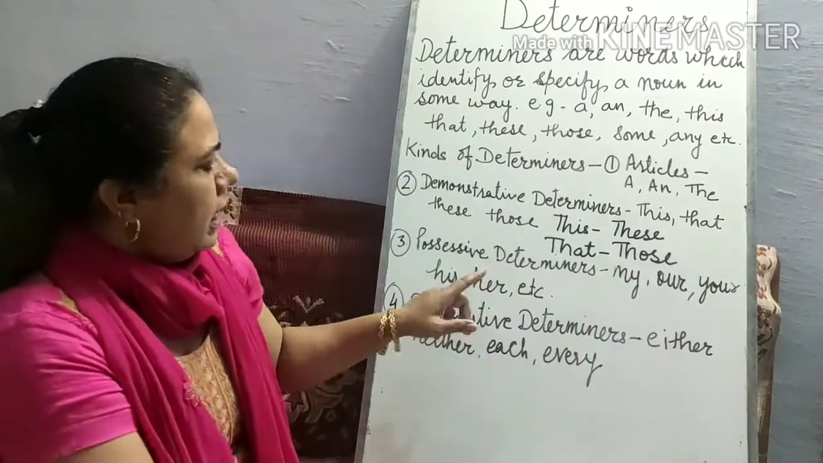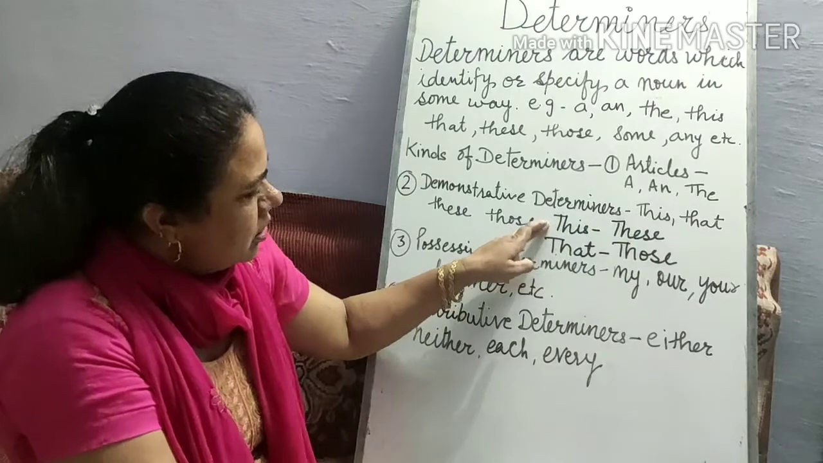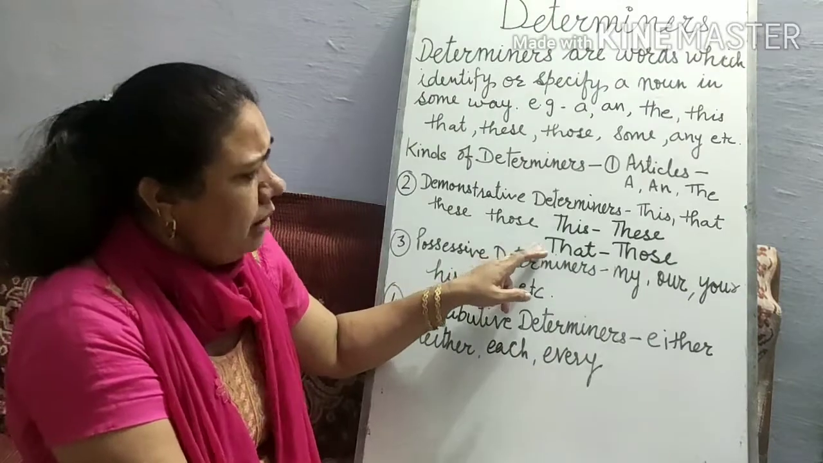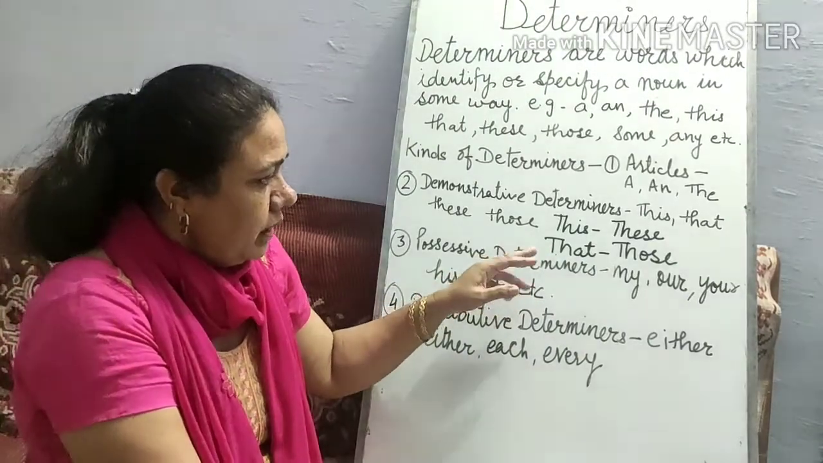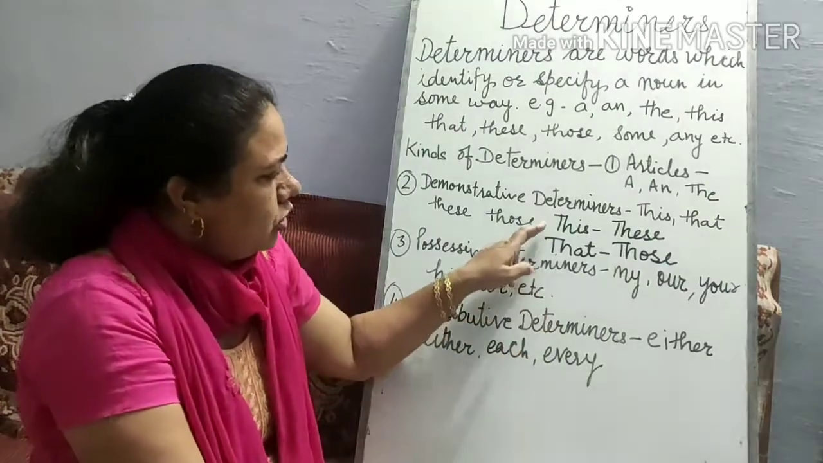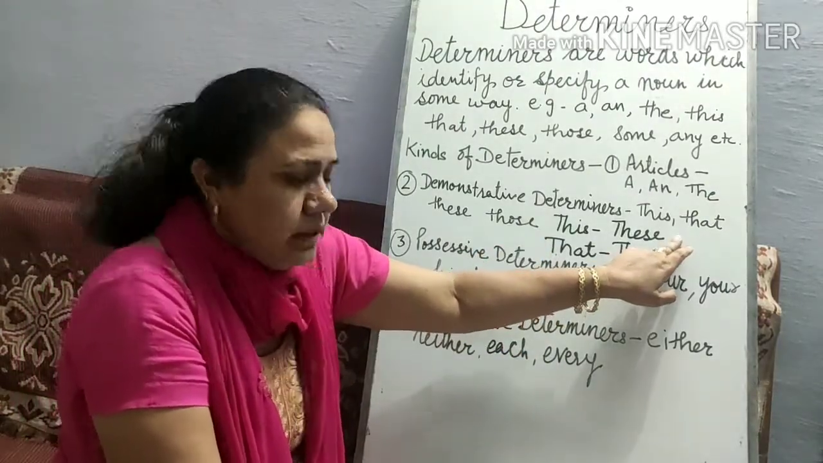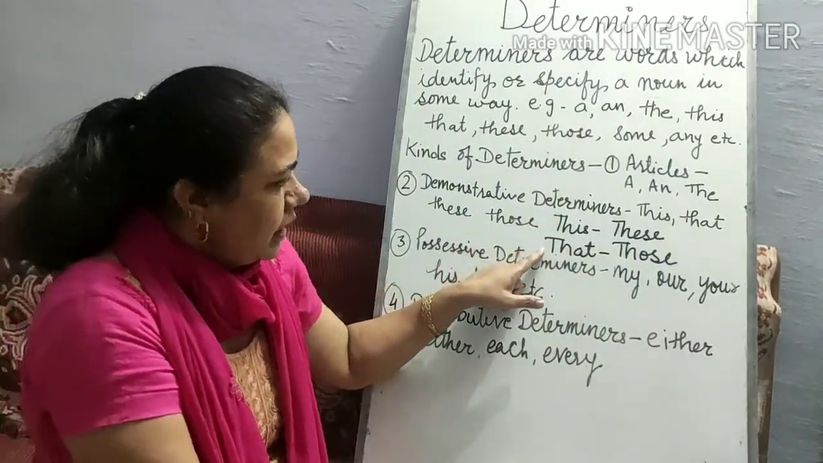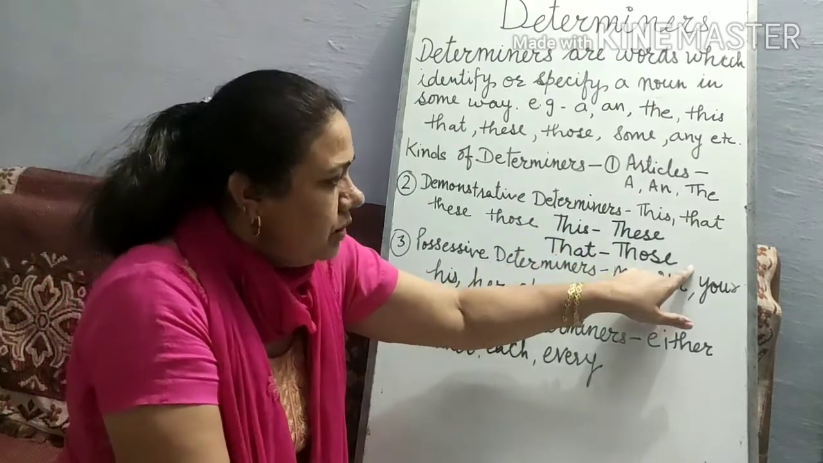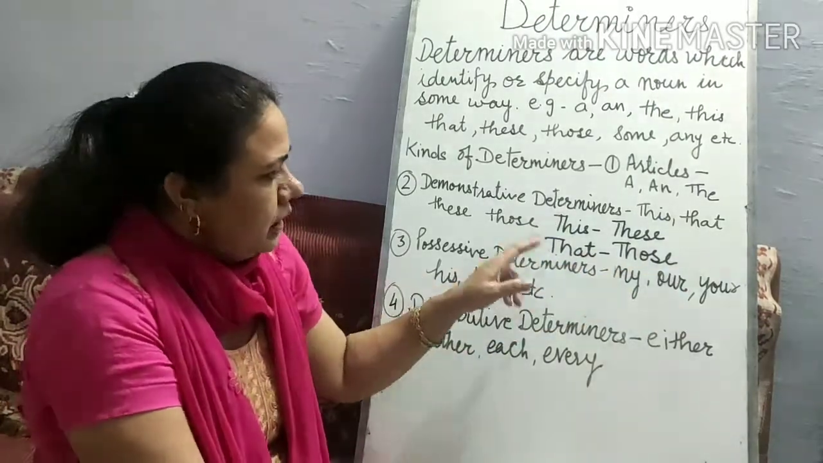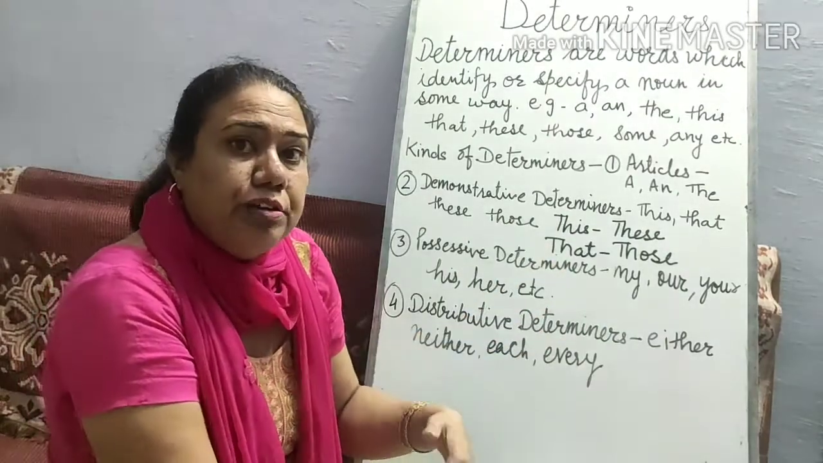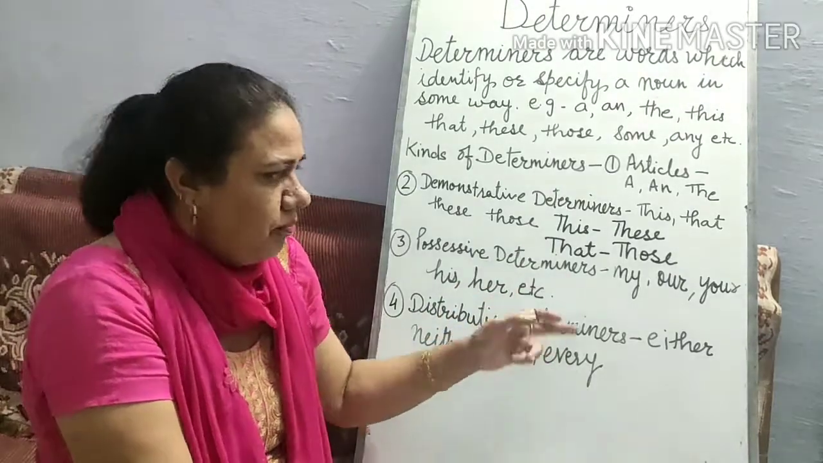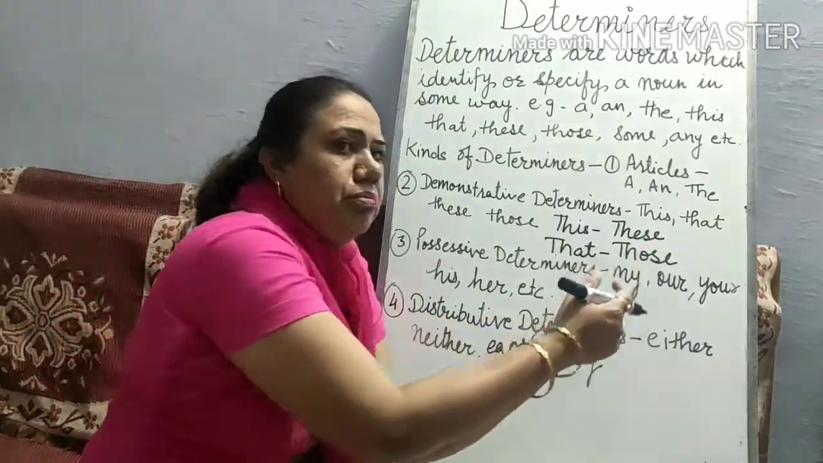So you can understand. Again I am saying, this we use for things, persons, or places that are nearby, and that we use for a person, place, or thing that is very far from us. This is singular and these are plural. We use these for plural nouns and this for singular. That is also singular and those we use for the plural. For example, this is my book. These are my friends. So you can make sentences like this.